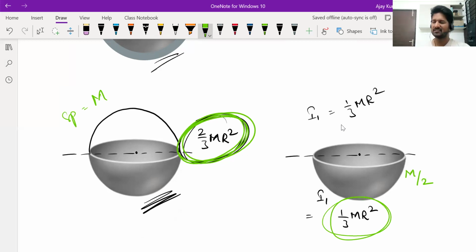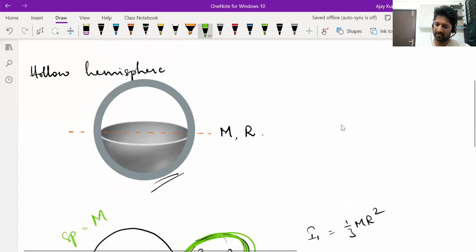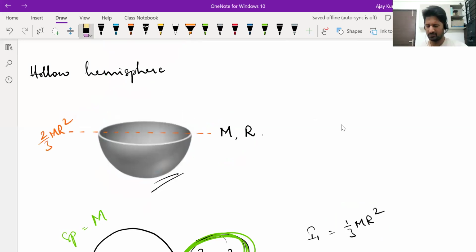What I'm trying to say is, for a full sphere of mass m, moment of inertia is 2 by 3 mr square. Then half sphere moment of inertia is 1 by 3 mr square, and half sphere mass is m by 2 only. For m by 2, you'll have 1 by 3 mr square. Then for m, what will you have? It will again be 2 by 3 mr square. You don't even have to imagine the full sphere. The answer is 2 by 3 mr square. Think this over once again. Ask if you have any doubts.